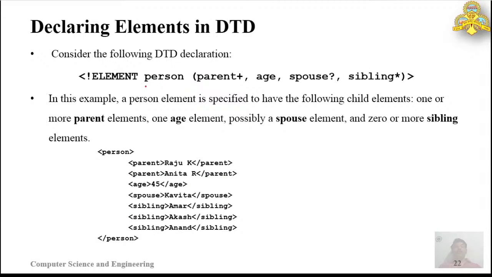Observe here, person is the element name that is going to be declared in the DTD file, and parent, age, spouse and sibling are the child nodes of the person element. Here parent is appended with the modifier plus symbol. Age does not have any modifier, whereas spouse has one modifier and sibling has another one, that is star or asterisk. So let's go once again through what these symbols mean.